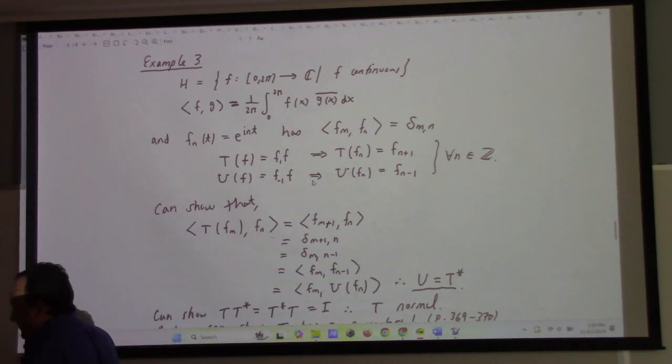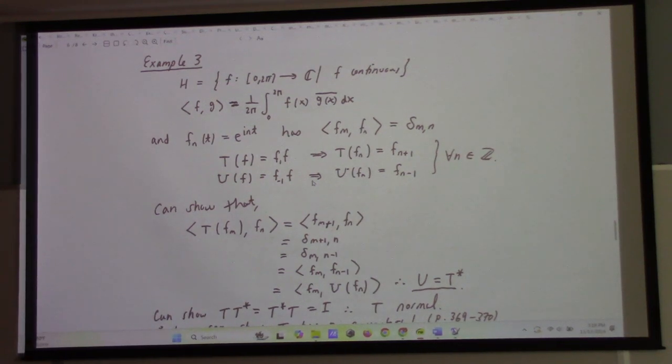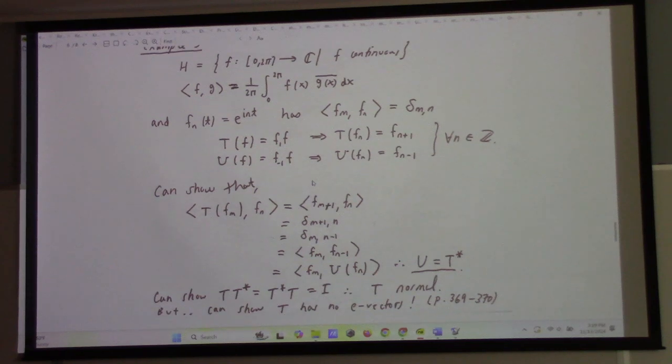So this is an example of a normal transformation on an infinite dimensional complex inner product space. The point of this example is to show you that the finite dimensionality matters. The theorem I just proved, or at least sketched the proof of, stated that if you have a normal transformation on a finite dimensional complex inner product space, it's orthonormally diagonalizable. So not only do there exist eigenvectors, there exists a basis of orthonormal eigenvectors. This thing is normal, but you can prove that it has no eigenvectors.